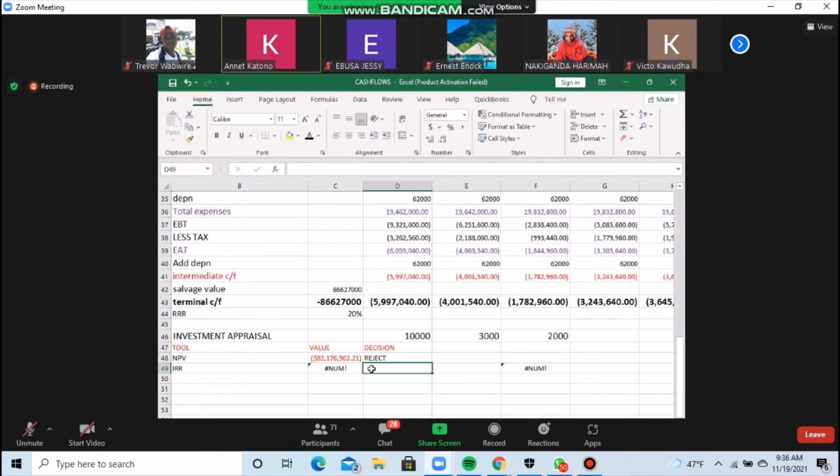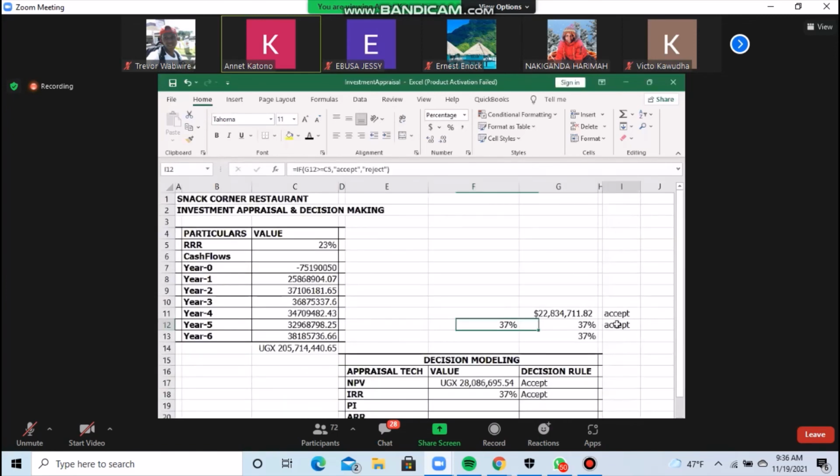Now, IRR. I'm assuming that I have IRR. If I get my IRR, for example, here, this IRR of 37. So if my IRR, open brackets, if this IRR is greater or equal to the required rate of return, what is the required rate of return? It is 23, comma, you're going to accept it.